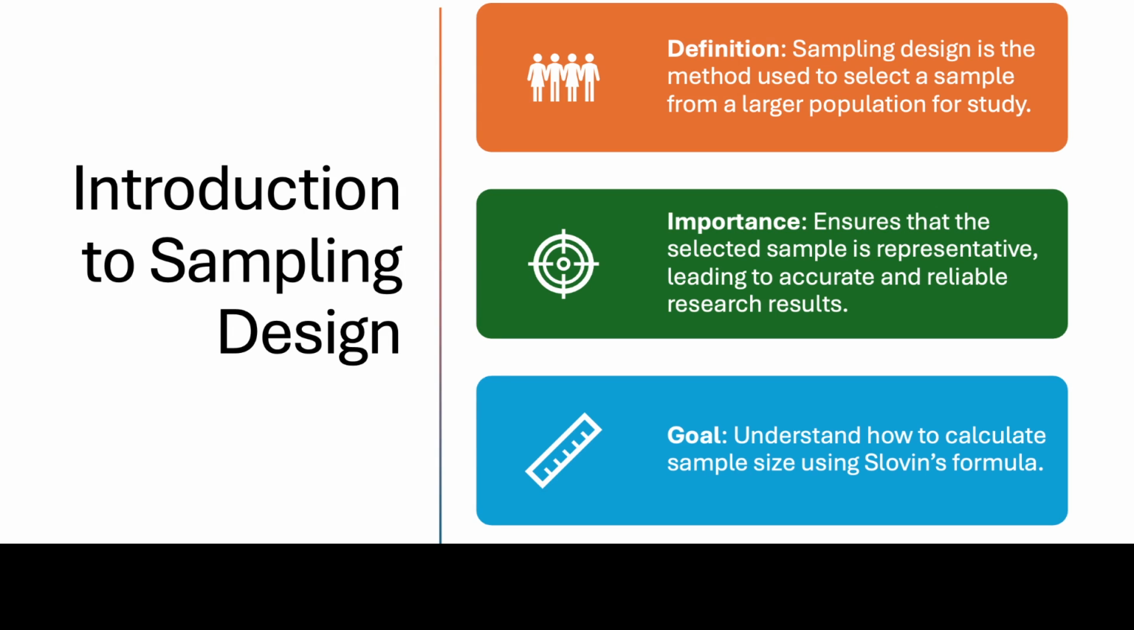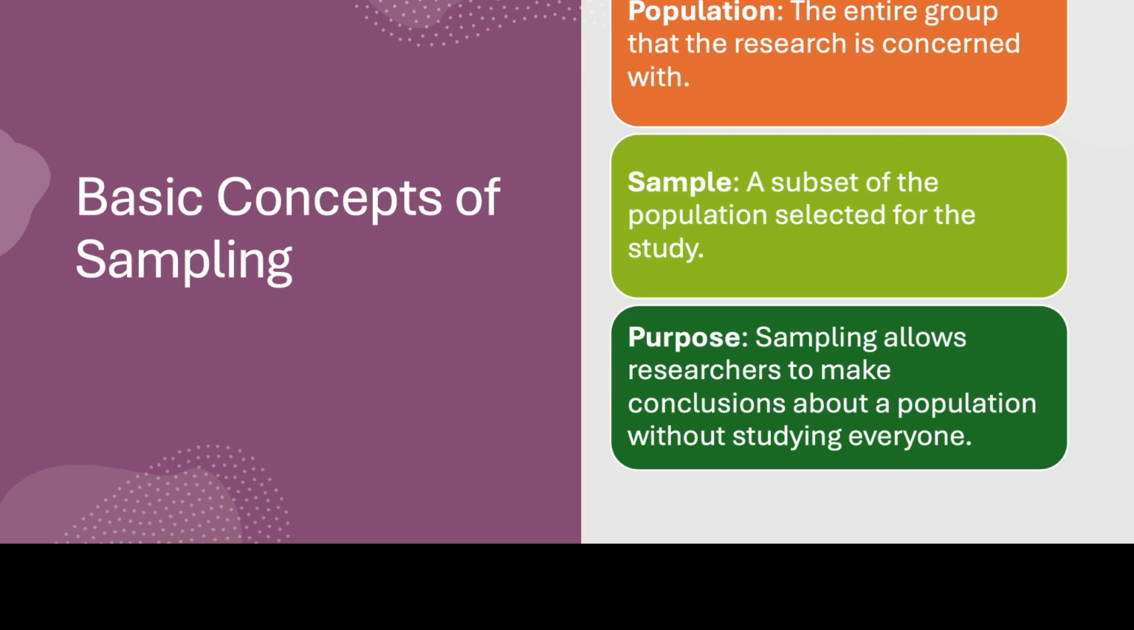And not just too low, which is below 70 respondents, which could not generate good data when being treated to statistics. So our goal is to understand how to calculate sample size using Slovin's formula. Later on, I'll be presenting Slovin's formula, so how you're going to apply it in terms of your sample size. So for the population, this is the entire group that the research is concerned with.